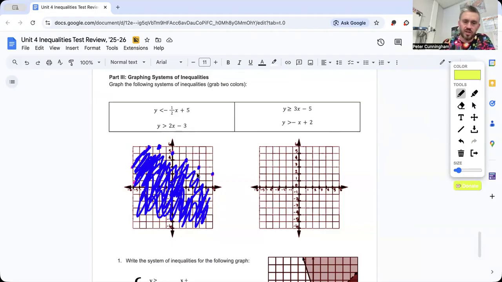Greater than 2x minus 3. So go to minus 3. You can barely see it there. Oh, sorry, it says greater than 2x minus 3. Okay, so I'm at minus 3. Maybe I shouldn't have covered up these numbers. It's hard to see now. Up 2 over 1. I think I'm in the right spot. Up 2 over 1. Okay, I think I did it. If not, I'm darn close.